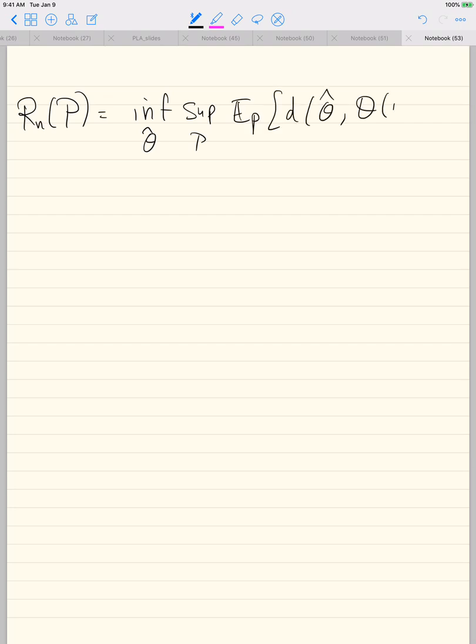Let me rewrite it here. Rn of P is the inf over theta hat, sup over P, EP of d of theta hat and theta of P. This is the minimax risk. So let me do an example just to show what this is.